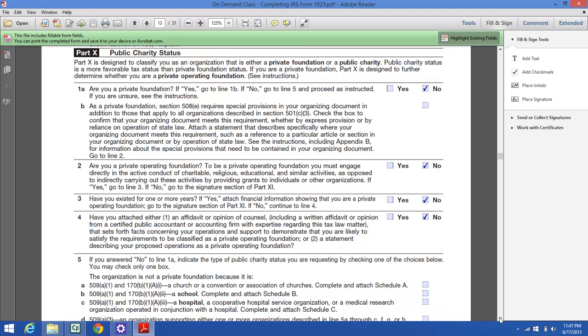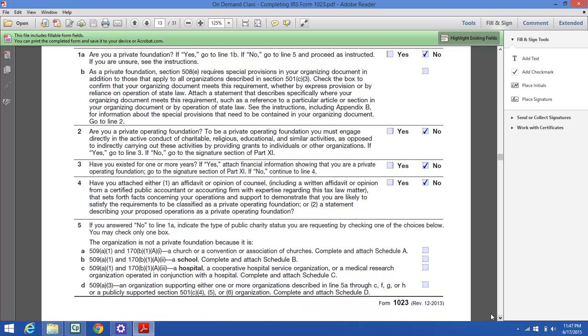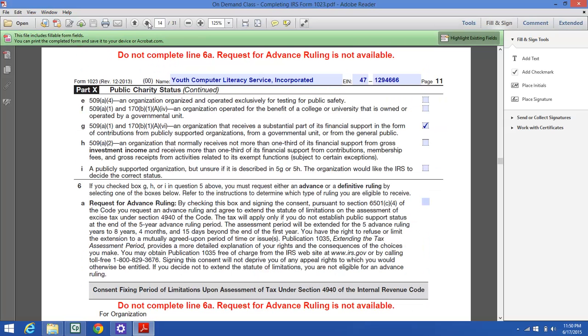So let's go down to number 5, because this is extremely important. Question number 5: if you answered no to line 1A, indicate the type of public charity status you are requesting by checking one of the choices below. You may check only one box. Well, I'm going to tell you, none of the boxes on this page, A through D, would be the correct box to check. So let's go on to the next page.